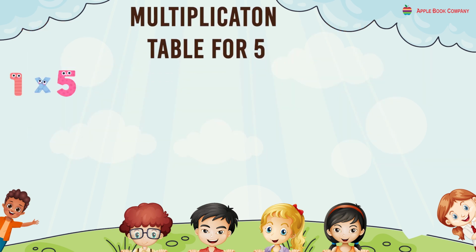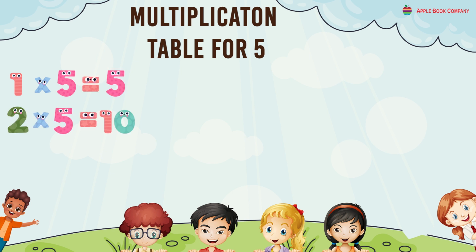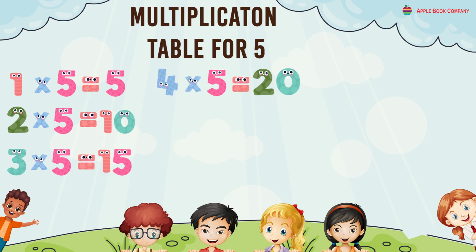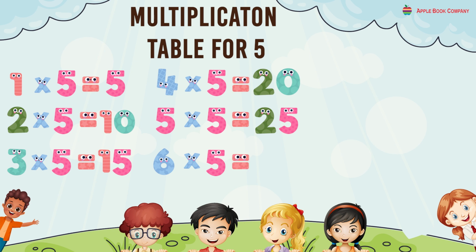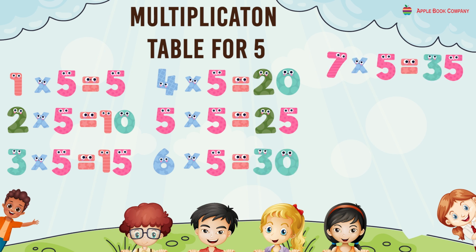1 multiplied by 5 is 5. 2 multiplied by 5 is 10. 3 multiplied by 5 is 15. 4 multiplied by 5 is 20. 5 multiplied by 5 is 25. 6 multiplied by 5 is 30. 7 multiplied by 5 is 35.